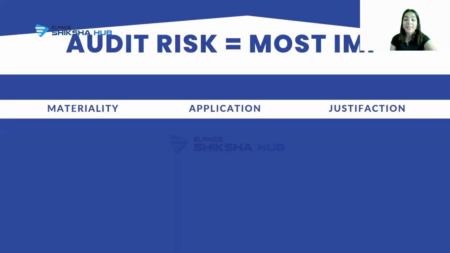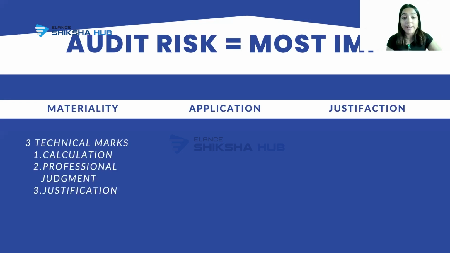Okay. Now, when it comes to the materiality, 4 easy marks are available. So, if you are failing at 48, 47 or 49, let me tell you, you are not able to get these easy marks. That is the reason you did not pass the AAA paper. How to get these 4 easy marks? So, 4 marks is divided into 2 parts. Your technical 3 marks and 1 is your professional marks.